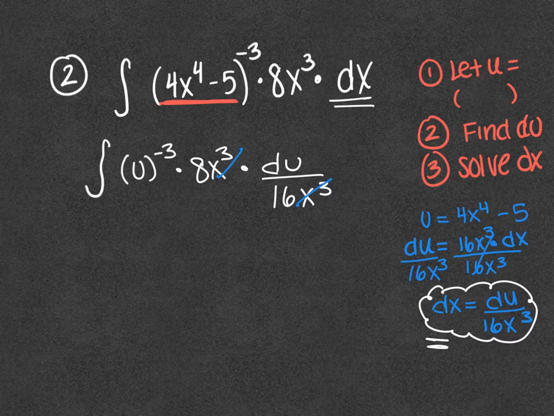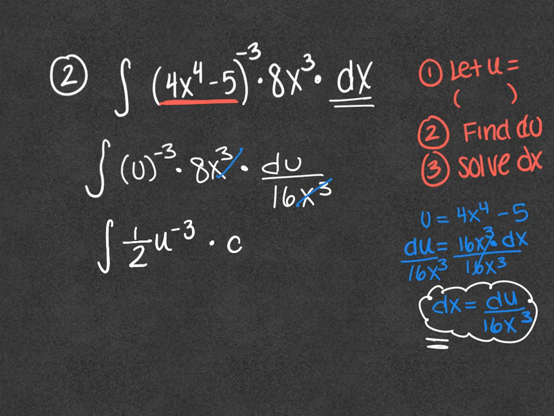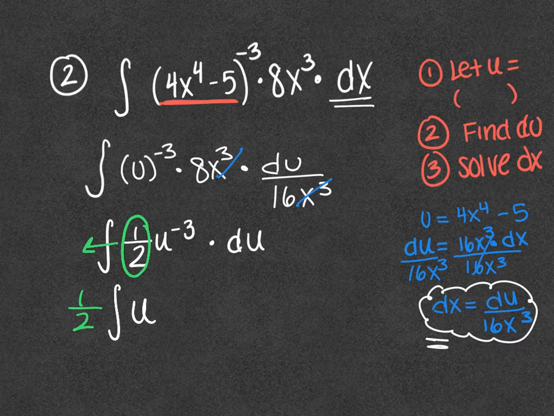But this one's a little different because the 8 and the 16 don't cancel. But 8 divided by 16 is actually 1/2. So we can go ahead and make this the integral of 1/2 u to the negative 3 times du. So basically I just divided this 8 and 16 and just threw it in front. And another trick for integration, anytime we have a constant, this 1/2, we can pull it on the outside and write it as 1/2 times the integral of u to the negative 3 du.